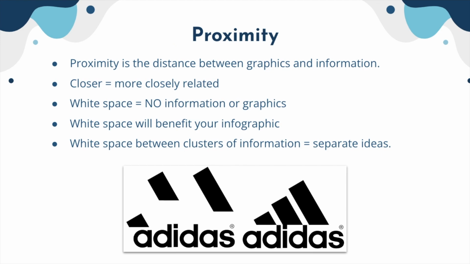First, there is proximity, which simply means the distance between graphics and information. For example, the closer two elements are, the more closely they are related. White space, which means space where there will be no information or graphics, will benefit your graphic by directing the viewer's eyes to important information. For example, white space between clusters represents separate ideas.